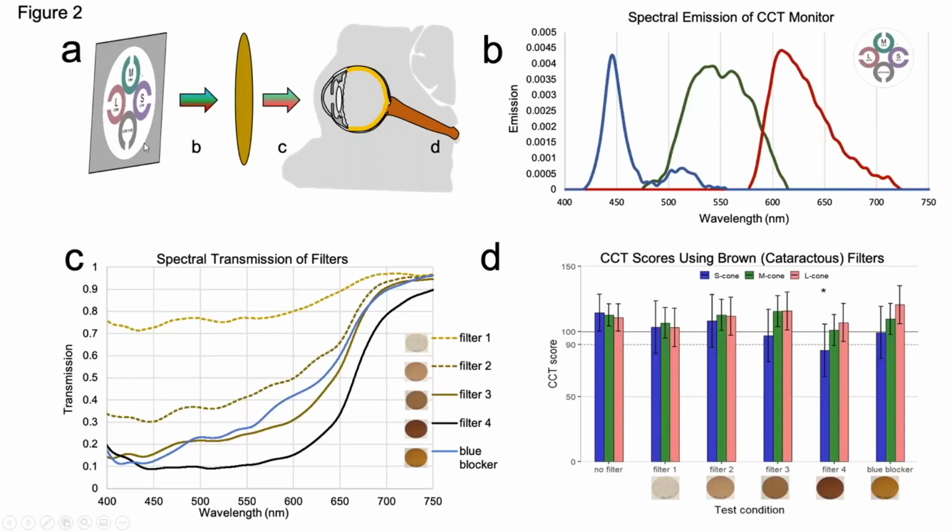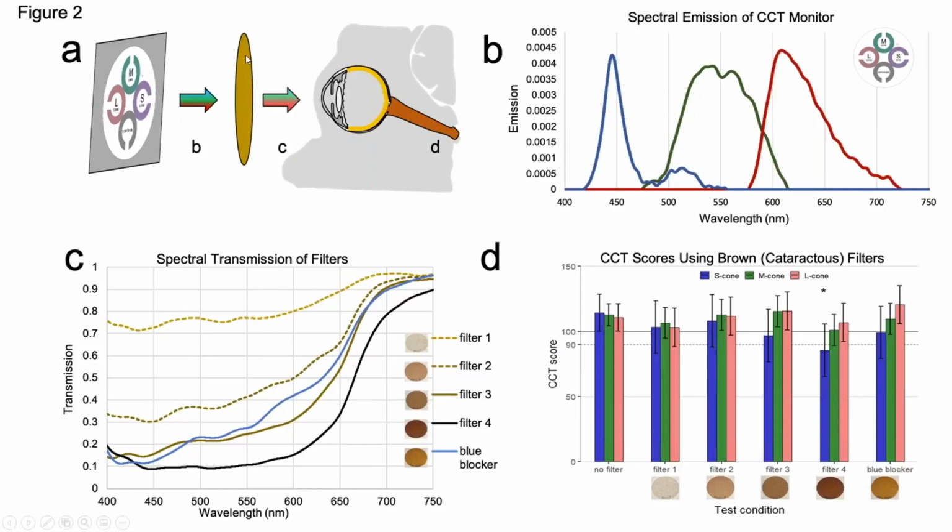The first thing that we wanted to look at was how much of the different wavelengths of light are coming out of the digital display, the computer screen of the cone contrast threshold test. And so we see that the computer display has a peak just below 450 nanometers, a relatively broad peak around 550 nanometers, and another broad peak at about 615 nanometers. So this is the actual light that comes out of the Color DX HD monitor.